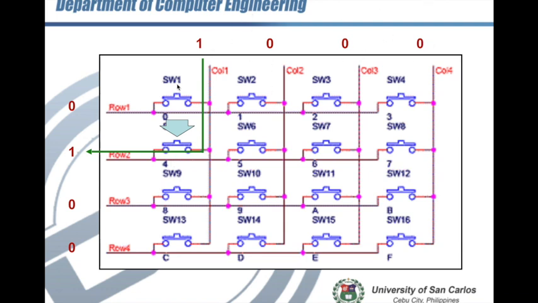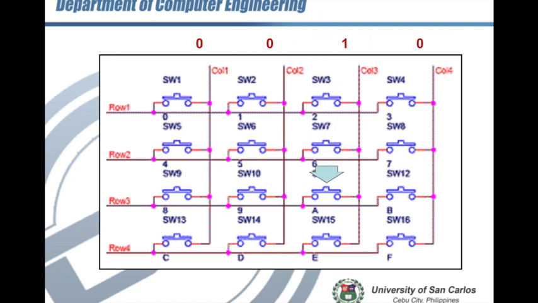Now, we have to move from one column to another column, to another column, to another column. And we have to do this all the time in order to scan each column for any key being pressed. So let's say, for example, we moved on and we arrived already at column 3. But the same concept.